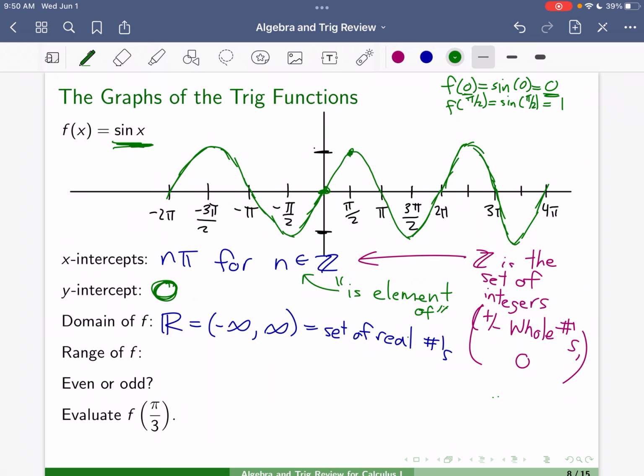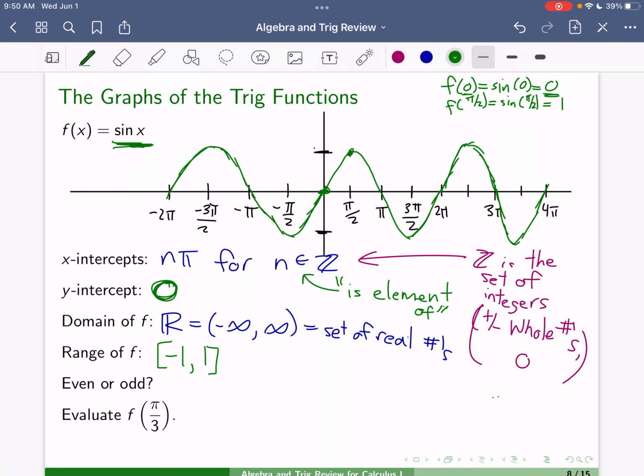The range, so the possible y values that are output. This includes everything from negative 1 to positive 1. So the y values never get larger than 1, and they never get smaller than negative 1. And we hit every single value between negative 1 and positive 1. So that is our range.